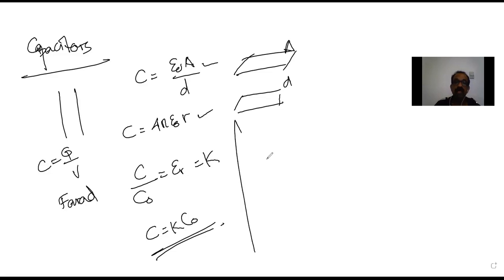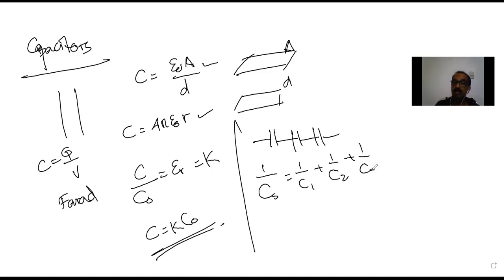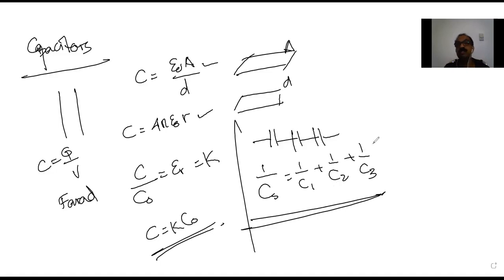Okay, and when capacitors are connected in series, even three capacitors, don't get confused with the equations. 1 by C1 plus 1 by C2 plus 1 by C3. This is how we calculate the effective capacitance. So remember, whenever we have capacitors connected in series, the effective capacitance Cs can be calculated using 1 by C1 plus 1 by C2 plus 1 by C3.